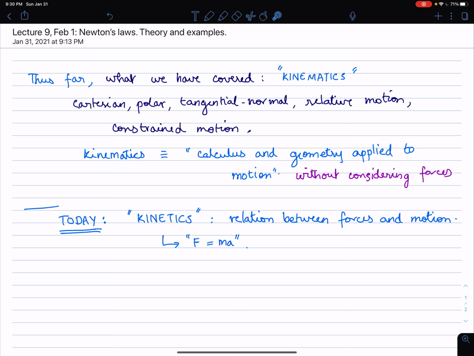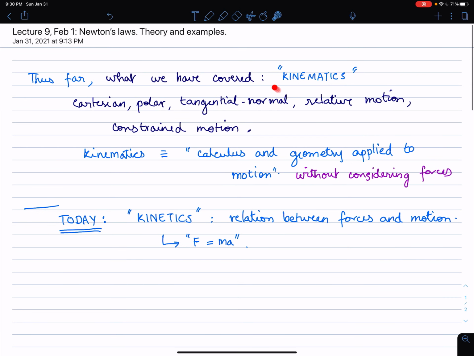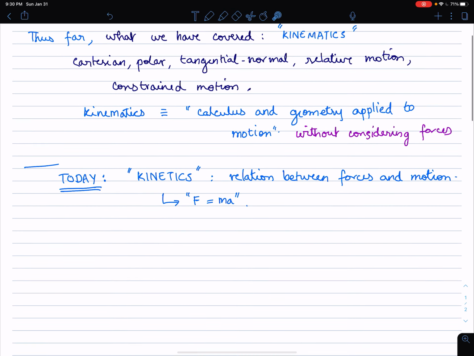Today we're going to talk about kinetics, which is where forces come in a serious way. Kinetics is the study of the relationship between forces and motion, and essentially using F equals ma, at least for the near term, to try to understand how forces affect motion and given a motion, what forces are required to accomplish that. Okay, so that's kinetics as opposed to kinematics. Kinematics and kinetics.